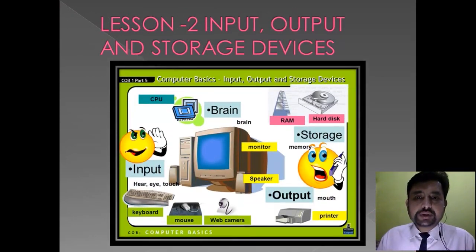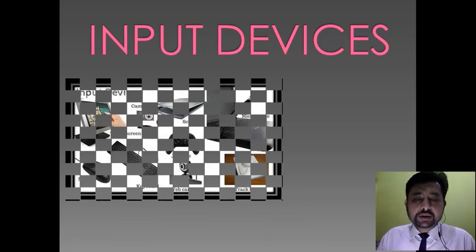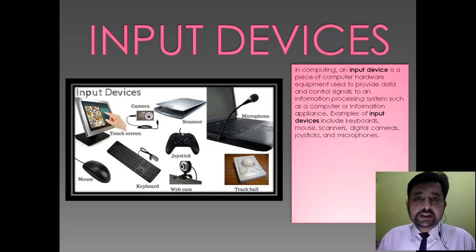So as you see on the screen, there are different types of devices like CPU, RAM, hard disk, keyboard, mouse, web camera, printer, etc. So these all are related to input, output and storage devices. So the first topic is input devices. So the question arises, what are input devices?